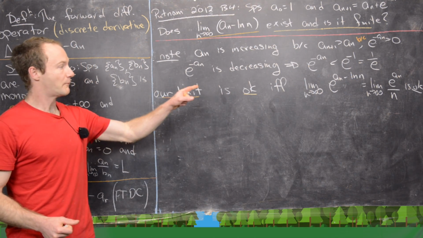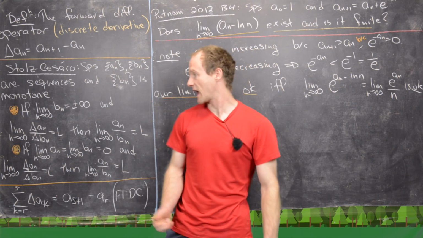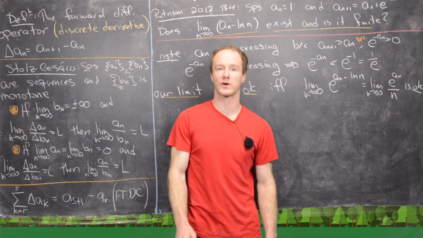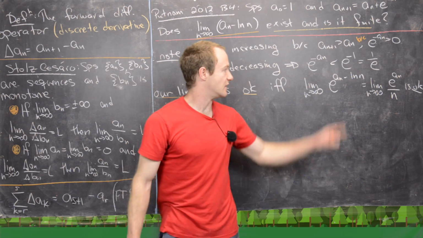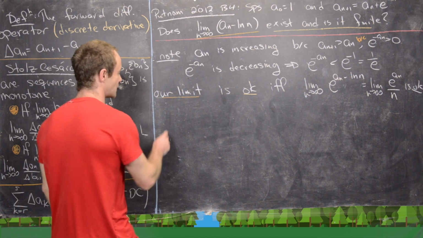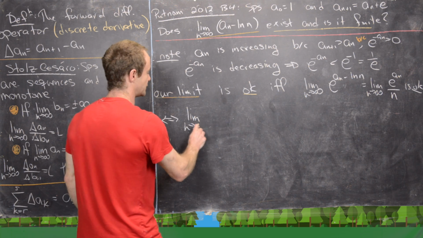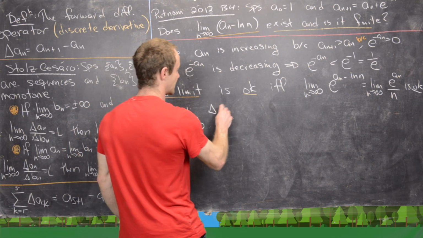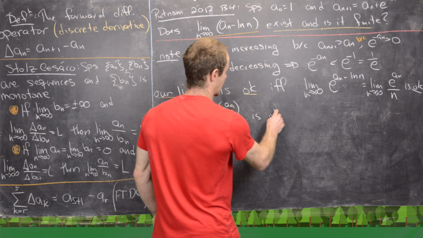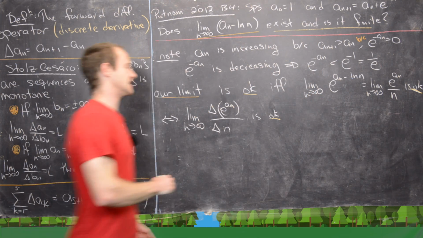Great. But by this theorem over here, this limit is okay if and only if when we apply the discrete derivative, in other words, the forward difference operator to the numerator and the denominator, we also get a limit that's okay. And so let's say this is if and only if the limit as n goes to infinity of delta e to the a_n over delta n is okay. And then let's just recall, by okay, I mean this thing exists and is finite.